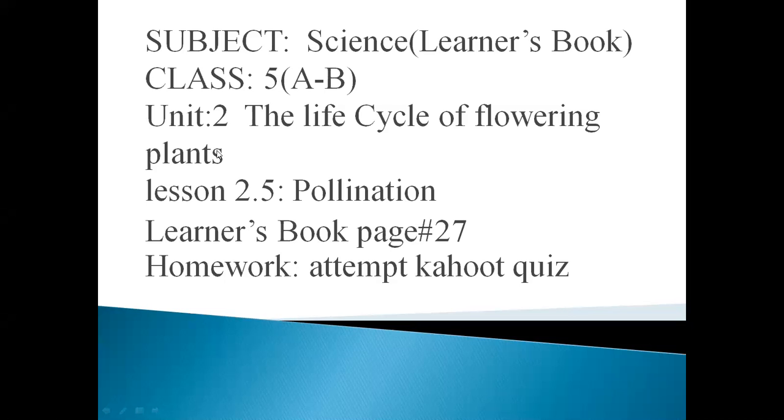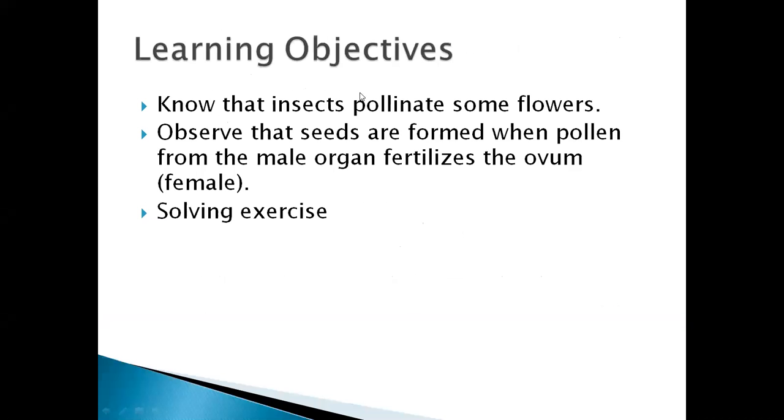Subject Science, Class 5, Unit 2, Life Cycle of Flowering Plant, Lesson 2.5, Pollination, from Learner book, page number 27. So, first of all, learning objective. What you learned today in the class. I know that insects pollinate some flowers, and also how pollen transfers from the male part, from the male stamen to the stigma, and also we solved the exercise in the class.